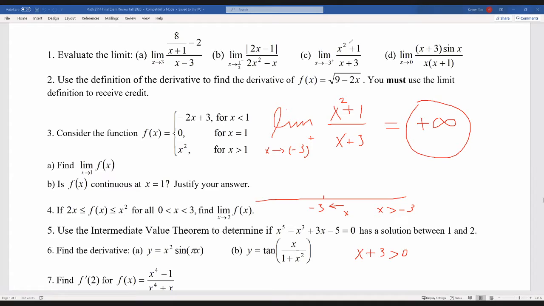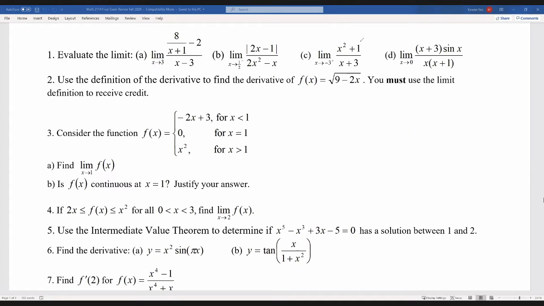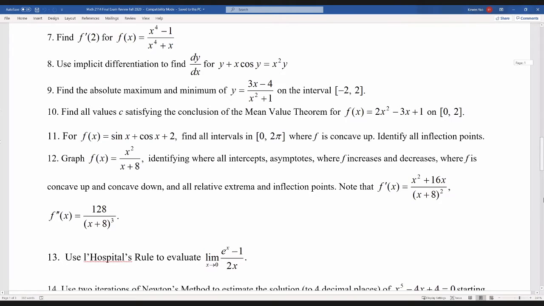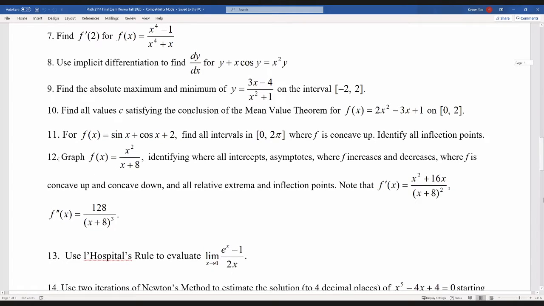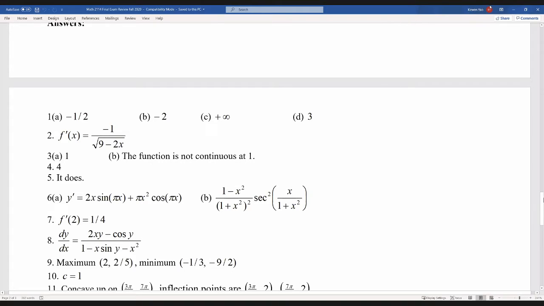Okay, let me erase these. Let's verify the answer here. Right, positive infinity. See? Right, positive infinity. Okay, positive infinity, right? Now let's do the next one.